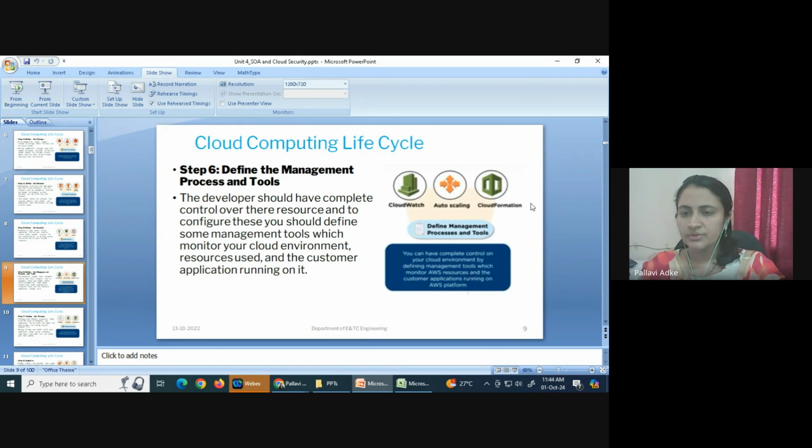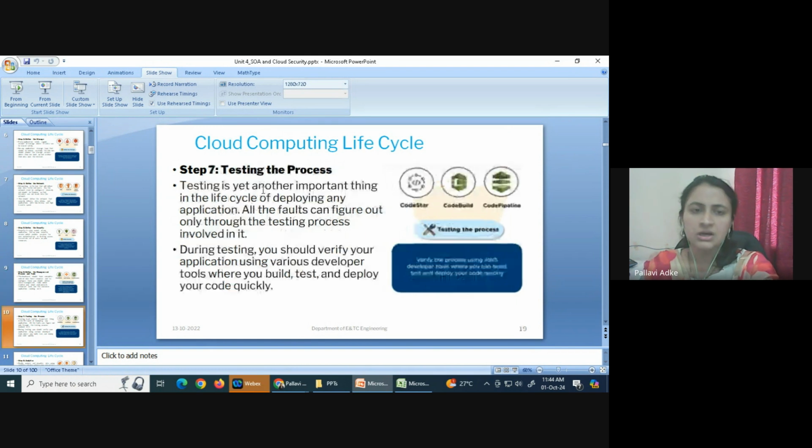Then CloudFormation is there, to define the management process and tools. We can use these services to define the management process and tools which we are going to use in the cloud. Then the seventh step is testing the process. Okay, now my model is built. I have checked how much data I have used, and through CloudWatch I get to know how much time it requires and how much money I have to pay to deploy those models. So all these things are done.